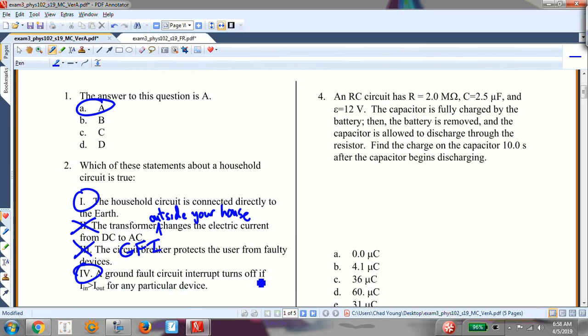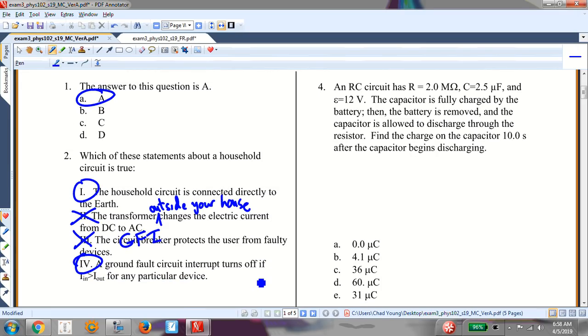I have an RC circuit. There's the resistance, capacitance, and the voltage of the battery. It is fully charged by that battery, and then the battery is removed, and the capacitor is allowed to discharge through the resistor. I want to find the charge at a time of 10 seconds after the capacitor begins discharging. So a lot like what we did before in the free response, but now I'm discharging this capacitor. I just want to know the charge.